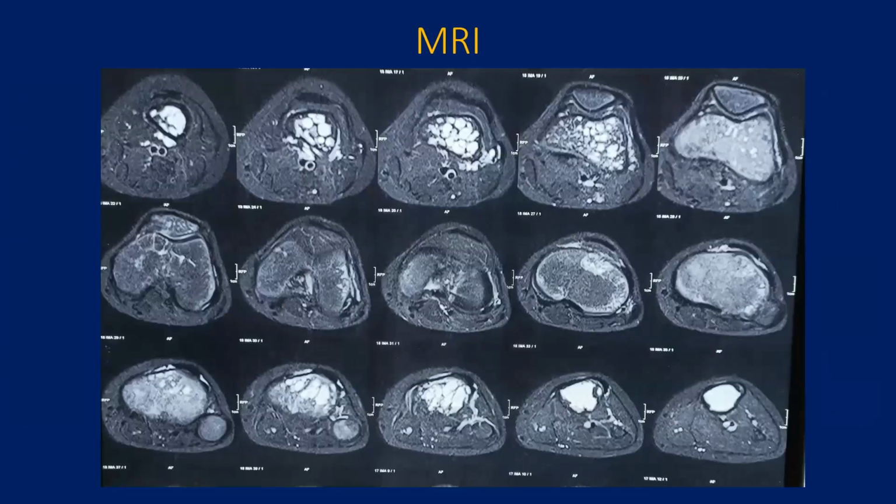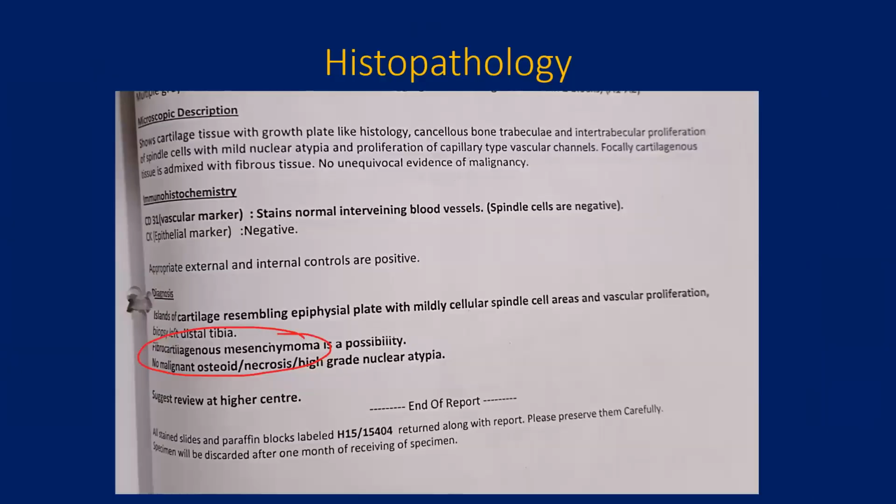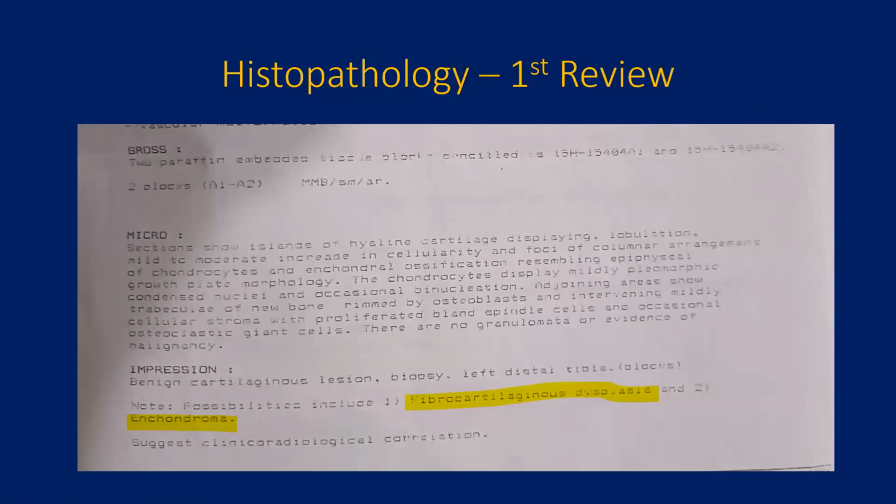So, some more images. This is the first histopathology which we sent. In the first report, there were islands of cartilage resembling epiphyseal plate with mildly cellular spindle cell areas and vascular proliferation. Fibrocartilaginous mesenchymoma was a possibility. On the stains, there were no spindle cells or blood vessels. That's what was seen. Then they sent it to CMC Vellore, to their mentor, Dr. Walter, and he reviewed the slides and thought that it is either a fibrocartilaginous dysplasia or an enchondroma.